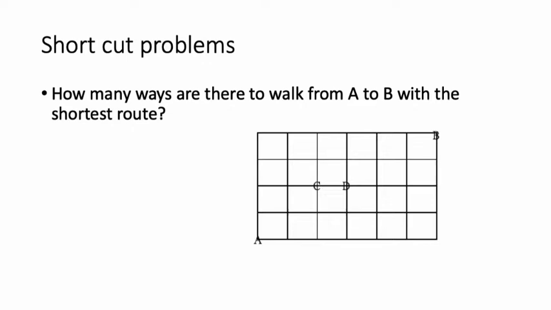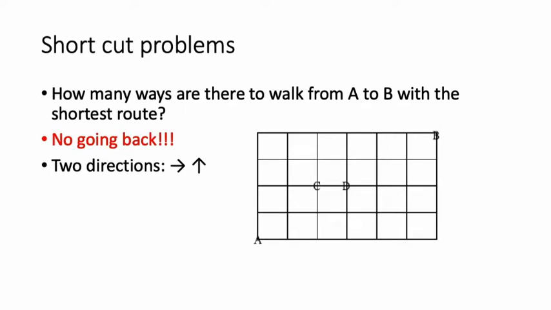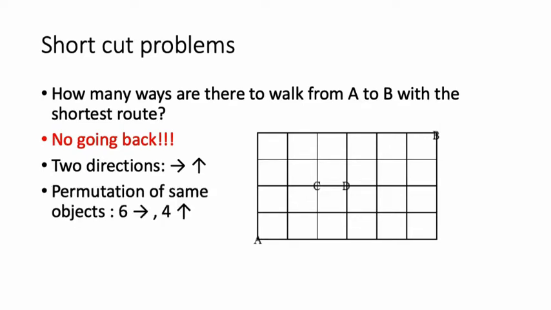It asks for how many ways there are to walk from A to B with the shortest route. To answer this question, we'll first have to talk about what will happen if we walk the shortest route. If we want to walk with the shortest route, this means that there's no going back. If we need to walk from A to B, no matter how the route looks, we'll always walk 6 times to the right and 4 times up. Only this way we'll get from A to B.